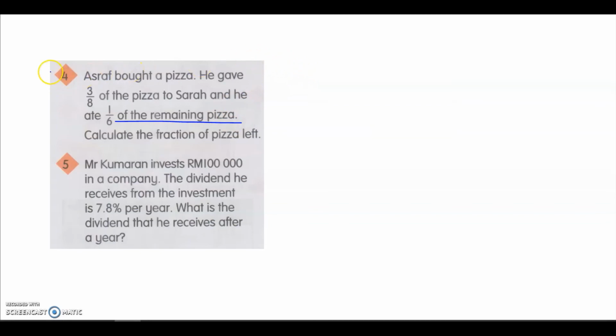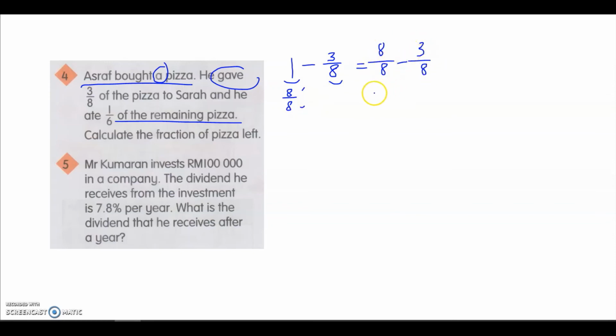So Ashraf bought a pizza. We write 1 because a pizza. He gave 3 over 8 of the pizza to Sarah. Gave, so it becomes less, so we minus. So we find this answer first. To make the bottom number the same, I change this to 8 over 8. When the top and bottom are the same, it is equal to 1. So 8 over 8 minus 3 over 8. Bottom doesn't change. Top 8 minus 3 is 5. So this is the remaining pizza.